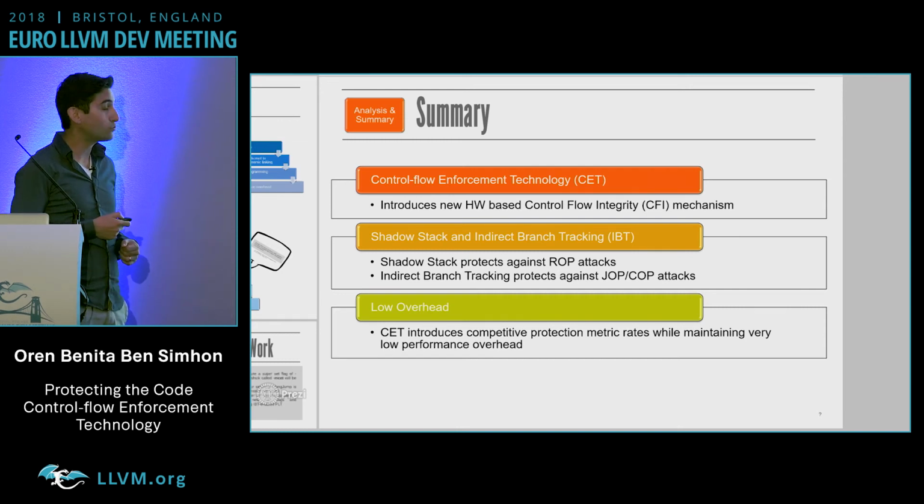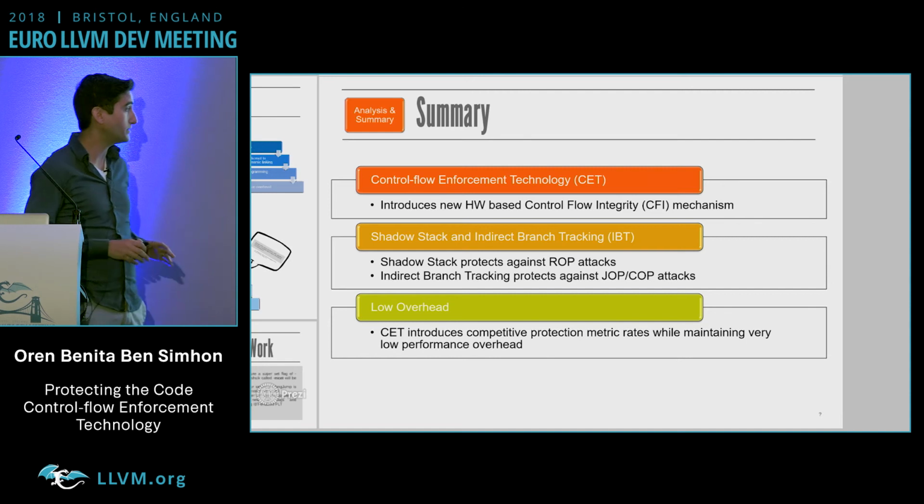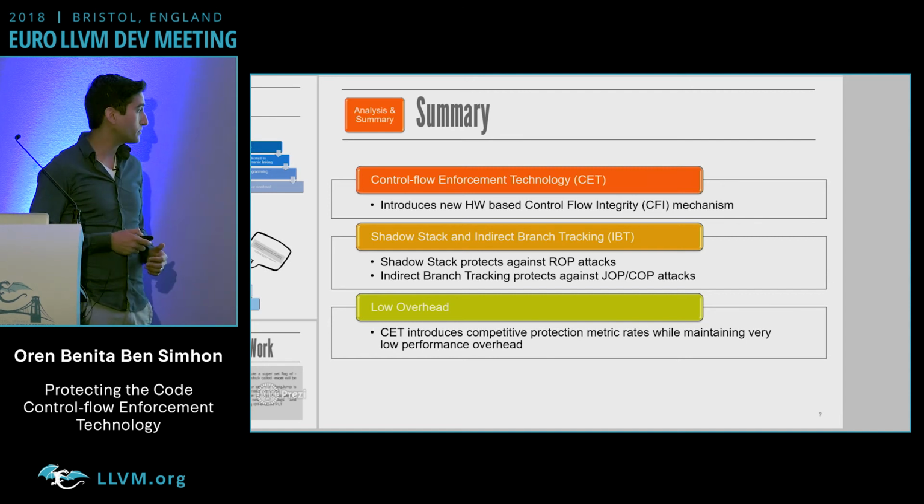Shadowstack protects against ROP attacks, return-oriented programming. Indirect branch tracking protects against jump and call-oriented programming attacks. And it has very low overhead. CET introduces competitive protection metric rates while maintaining very low performance overhead.